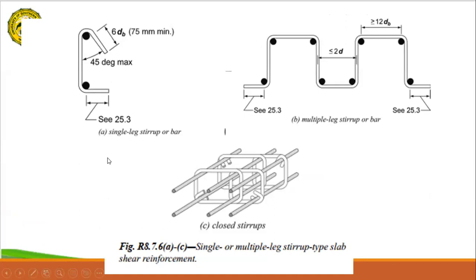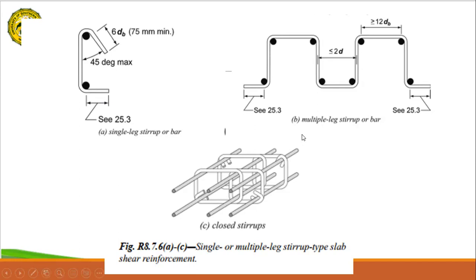Then for the single leg stirrup or bar, so ang length na 'to is equal to 6 times the bar diameter or a minimum of 75 mm. Then the maximum angle here is up to 45 degrees. Then ito namang length na 'to, you just check section 25.3 of the ACI code.